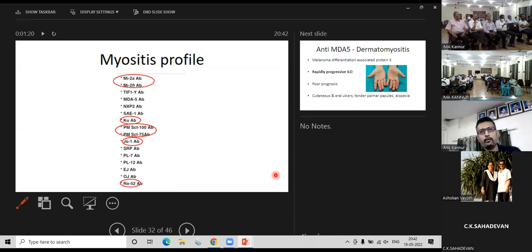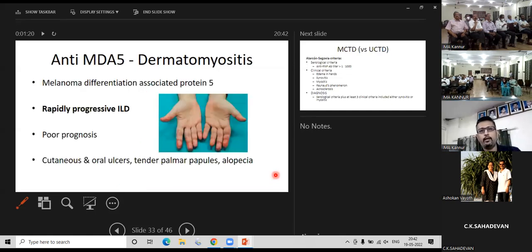One entity I would like to bring your attention to is anti-MDA5 dermatomyositis. As I told earlier, it does not come on an ANA profile. It comes only on a myositis profile. It is melanoma differentiation associated protein 5. It is associated with rapidly progressive ILD. The patient can go into severe ILD in a period of months, and it has a very poor prognosis. One clinical characteristic is cutaneous and oral ulcers, and there are palmar papules with alopecia. These are typical MDA5 lesions on the hands. As you can see, it might be a little similar to the chilblain lupus that we saw earlier.